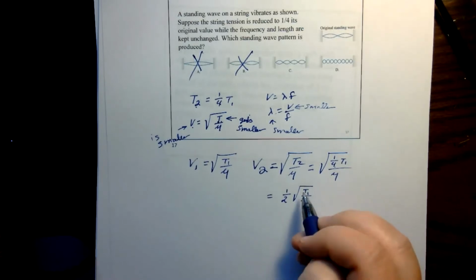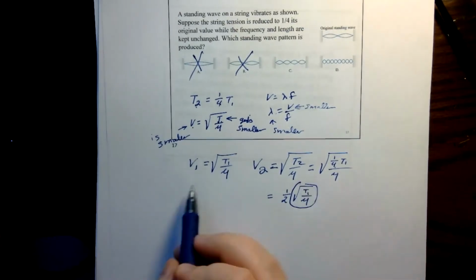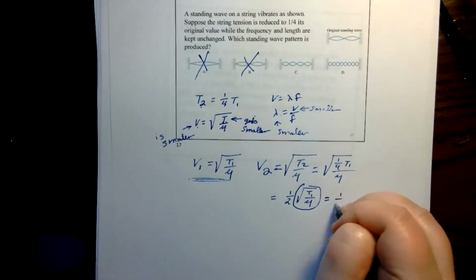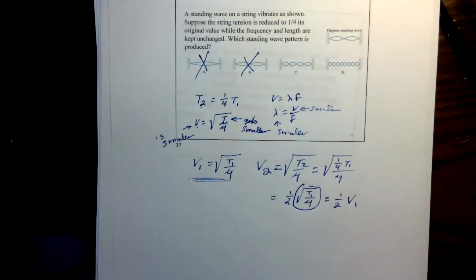Now, this square root of T1 over mu term is just V1. So I can say that V2 is equal to 1/2 V1. Everybody okay to hear? Questions, please ask. Use the chats, use the discussion board, come visit me in office hours, but please ask if you're not sure about all of these steps.